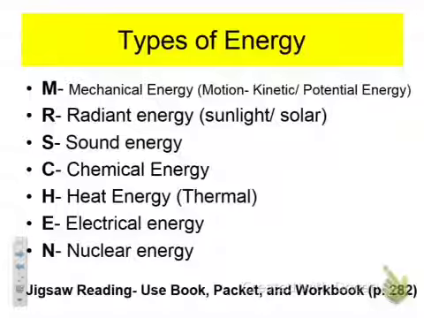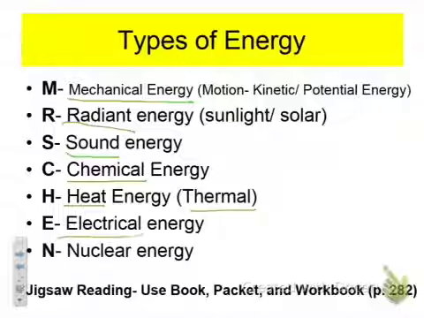So Mrs. Chen, M stands for what class? Okay, mechanical. Notice kinetic and potential fall in that category. R stands for what class? Radiant. All right. S stands for? Wait a second. All right, keep up with Caleb here. What does C stand for? What does H stand for? Which is also known as thermal. What is E? Electrical. All right. And what is N? Nuclear. Okay.